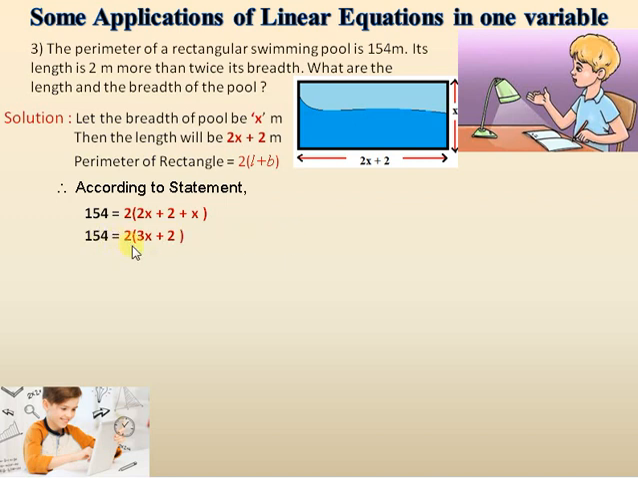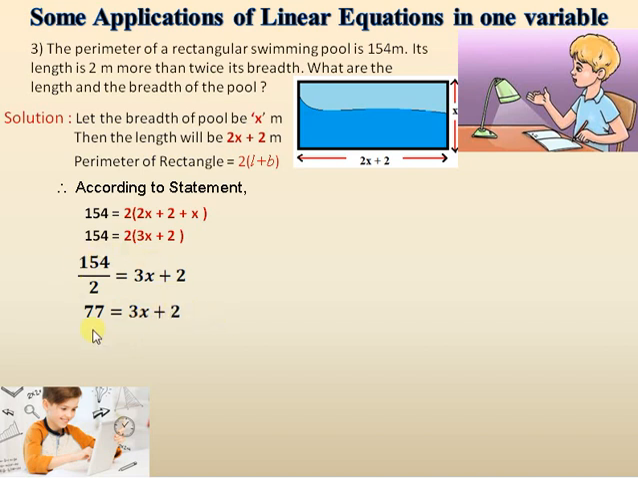It is 154 is equal to 2 into (3x plus 2). Take this 2 to the denominator on the left hand side. 154 by 2 is equal to 3x plus 2. So 154 by 2 means 77. 2 ones are 2, 77 it will go. 77 is equal to 3x plus 2.